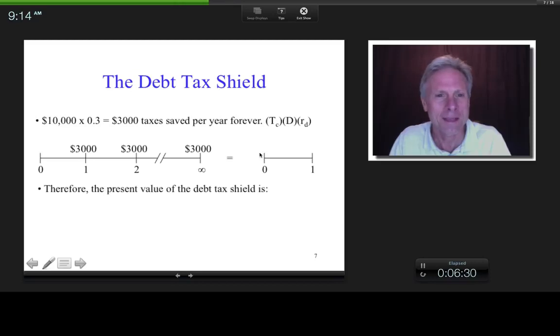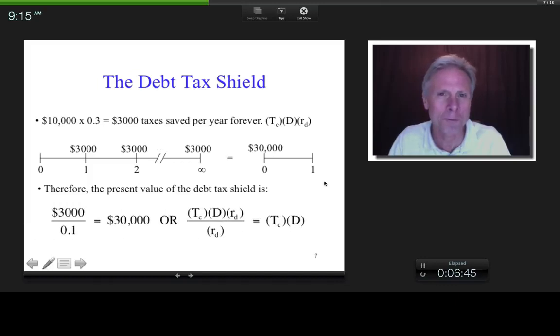So if I figure out the debt tax yield now, this is a perpetuity. So can I apply my perpetuity formula? I can, right? And if you go back to time value of money, multiple cash flows, basically the formula for a perpetuity is C over R. So 3,000 over 0.1. If the first value is at time 1, the solution is one period earlier. So this comes to $30,000.